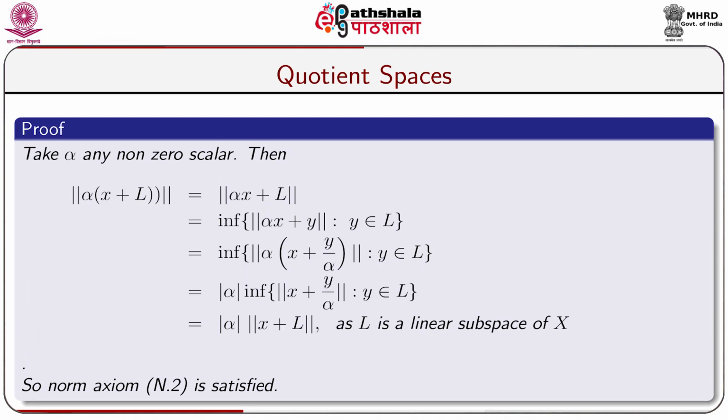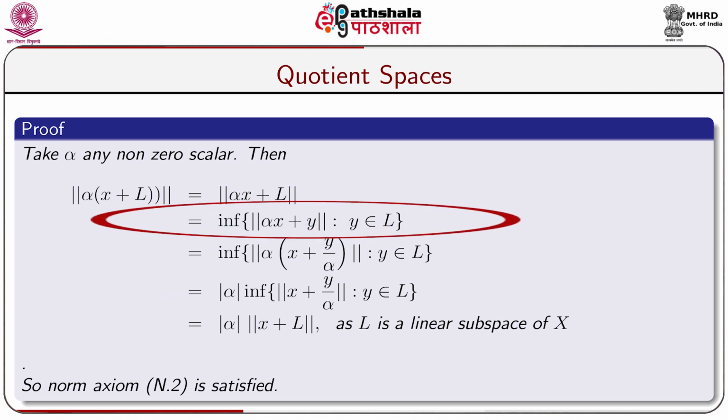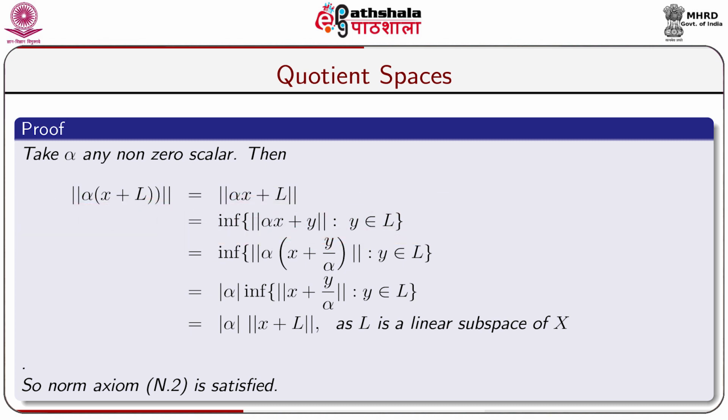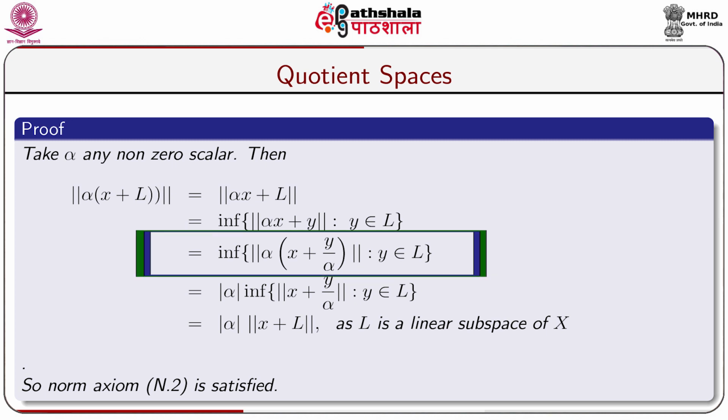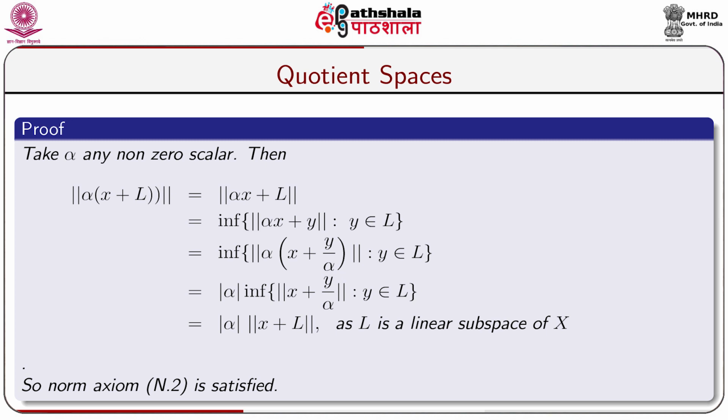Take alpha to be any non-zero scalar. Then norm of alpha X plus L, as per the definition of norm in X by L, is equal to the infimum of all such elements norm of alpha X plus Y where Y belongs to capital L, which is again equal to the infimum of norm of alpha into X plus Y by alpha where Y belongs to capital L, which is equal to modulus of alpha into the infimum of norm X plus Y by alpha, which is equal to modulus of alpha into norm of X plus L, as Y by alpha belongs to capital L and L is a linear subspace of X. So, the second norm axiom is satisfied.